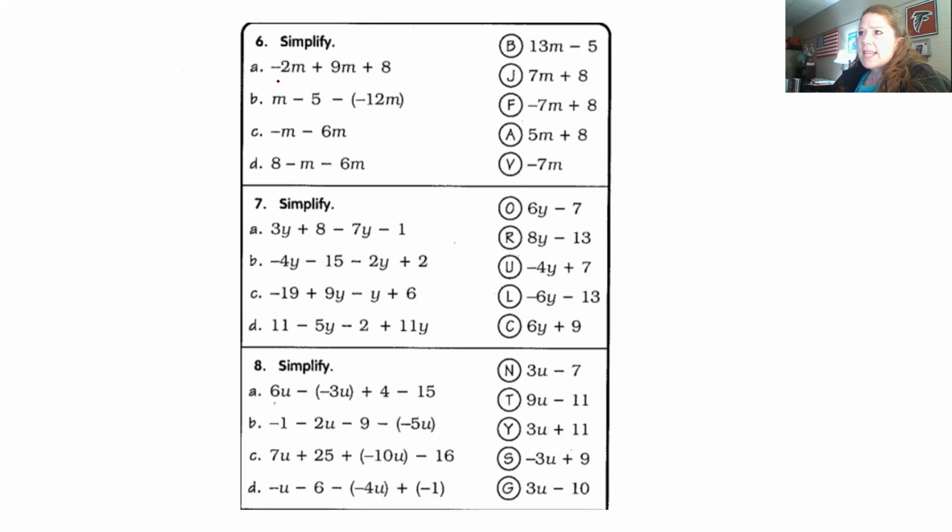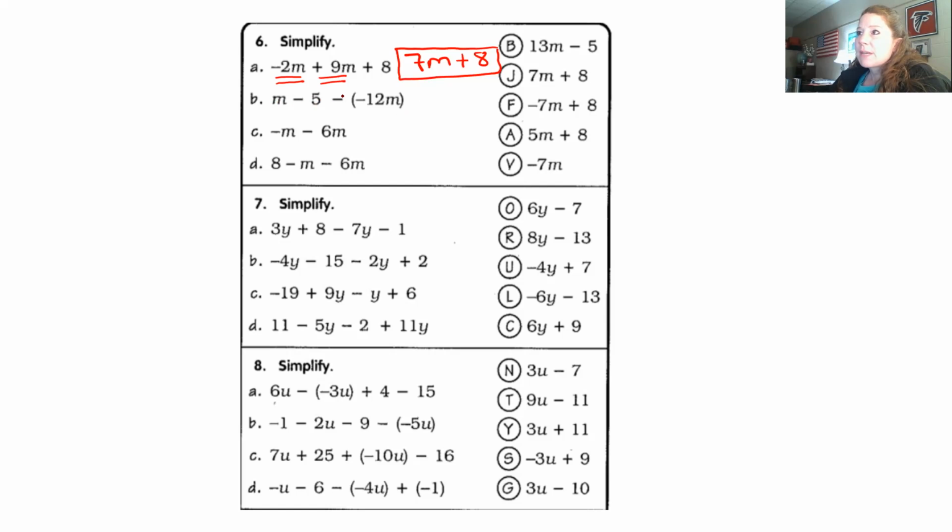So let's look at 6a. We have a negative 2m combined with positive 9m. That's the same thing as thinking 9 minus 2, because they have different signs. Different signs subtract, keep the sign of the bigger digit. So negative 2m plus 9m is positive 7m. And then plus 8 is part of the answer because it's unlike the first term and we cannot add them.